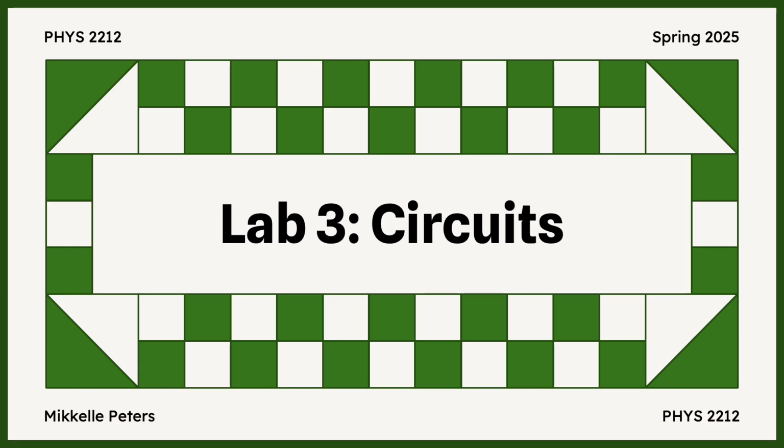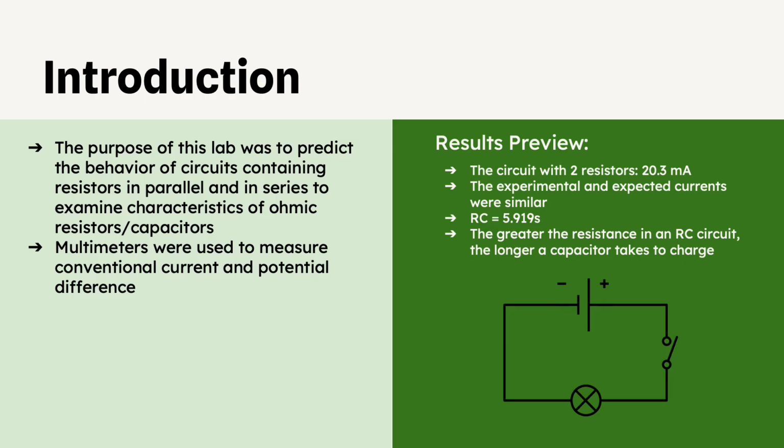This is Lab 3 Circuits for Physics 2212. The purpose of this lab was to predict the behavior of circuits containing resistors in parallel and in series, to examine characteristics of ohmic resistors and capacitors. Multimeters were used to measure conventional current and potential difference.